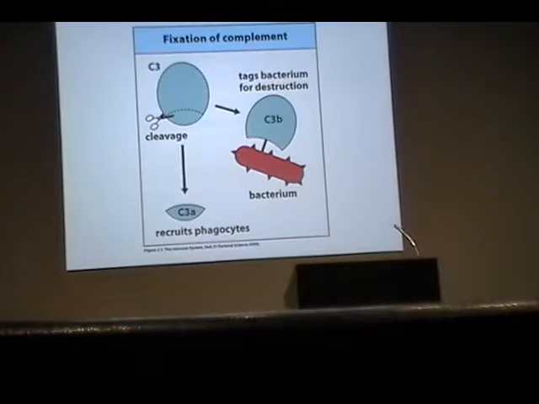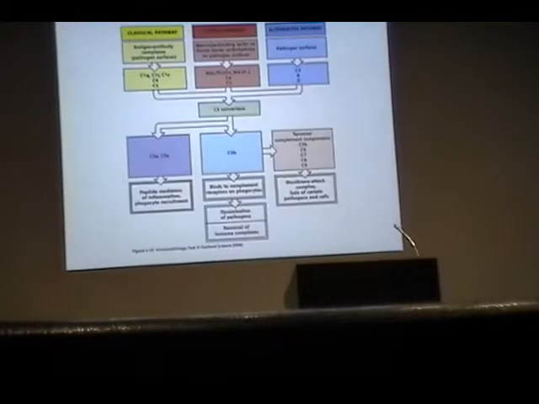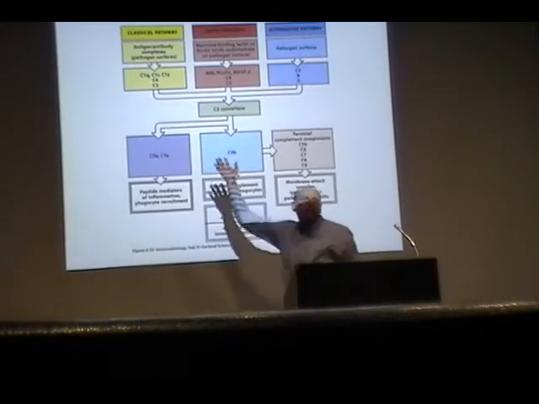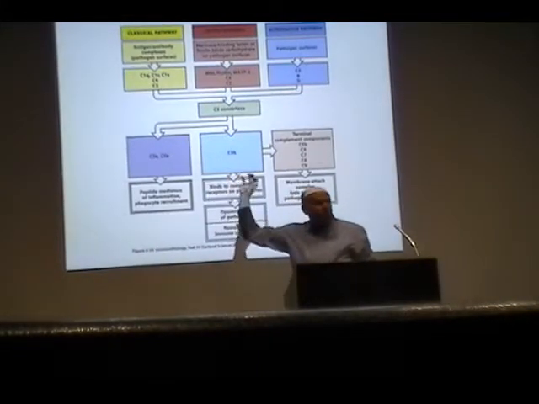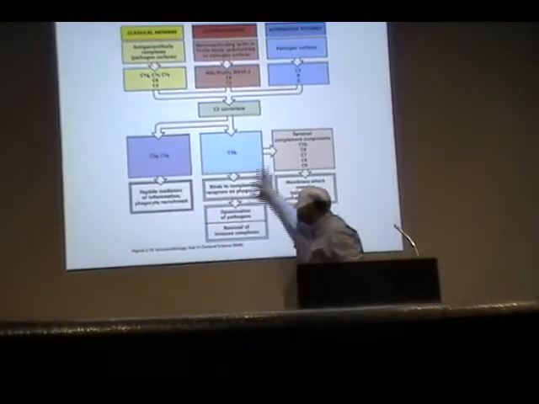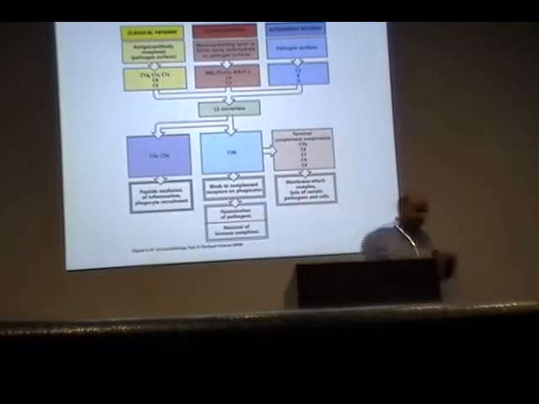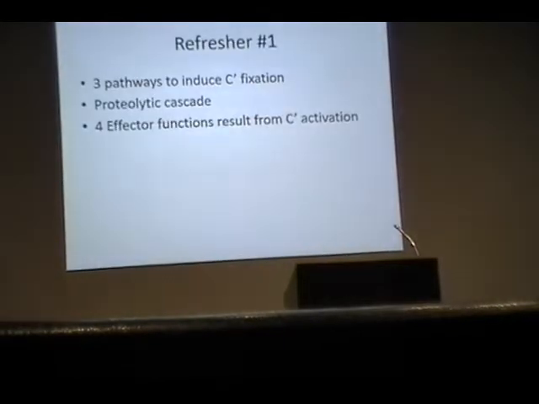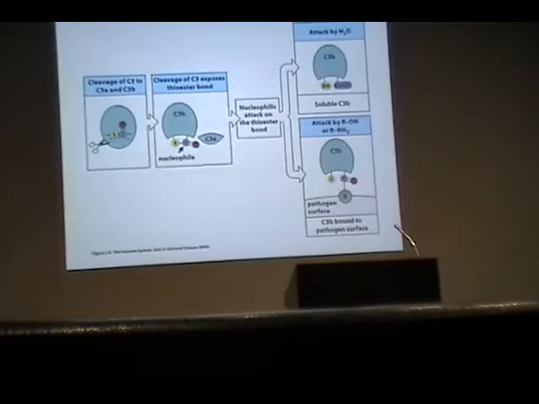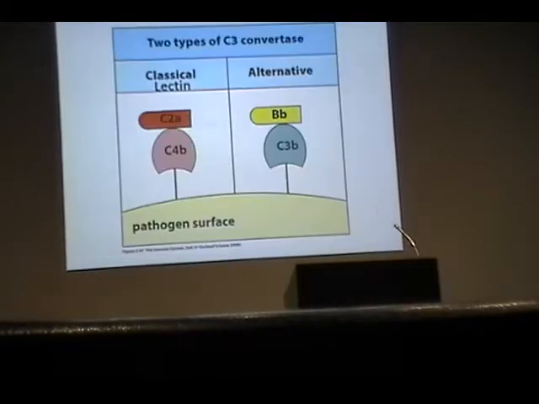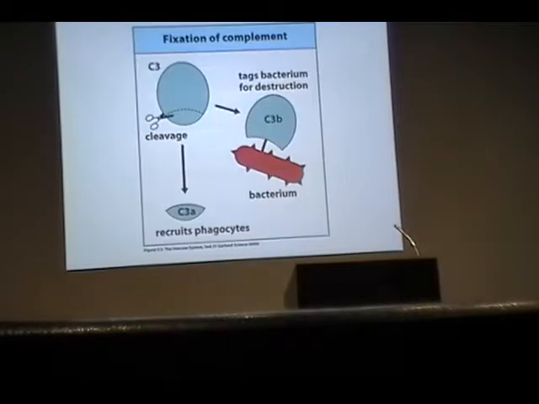Okay, so remember this slide, it's going to show up a lot. Clearly, all those three pathways lead to creating this thing called a C3 convertase. So that's the critical step for all the effector functions to be generated. So what is a C3 convertase? Oh, good, okay. It ends up there are two C3 convertases.